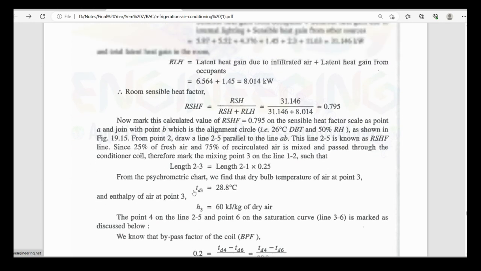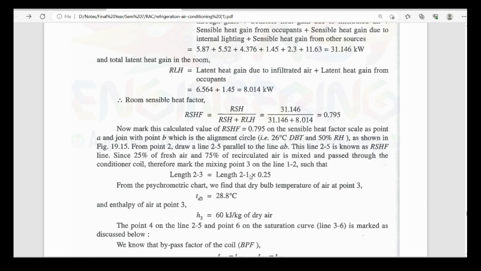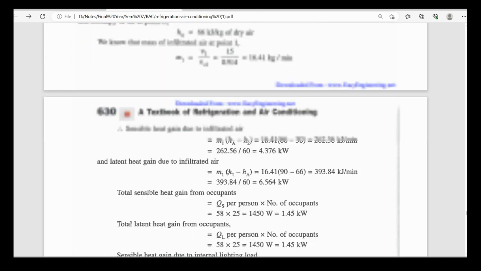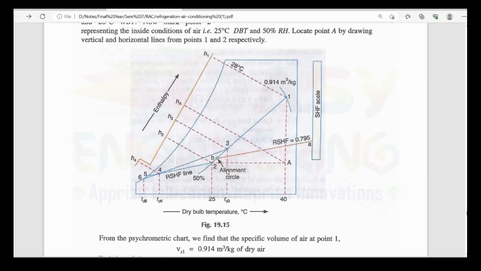So till here we have calculated the room sensible heat factor and drawn it into our chart. Now they have given us the recirculated air and fresh air ratio. So we can take 2/3 of the length and multiply it with the percentage. After taking the ratio, you can find the point between 1 and 2, which is 3.